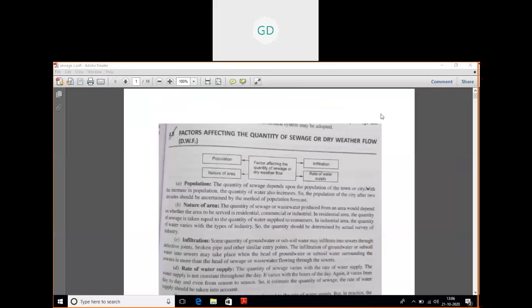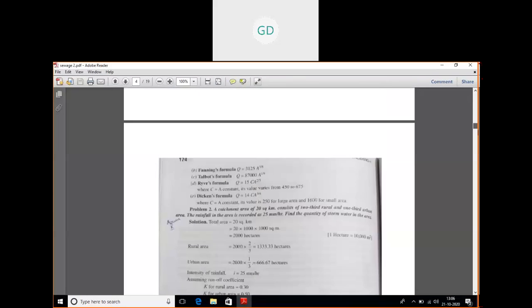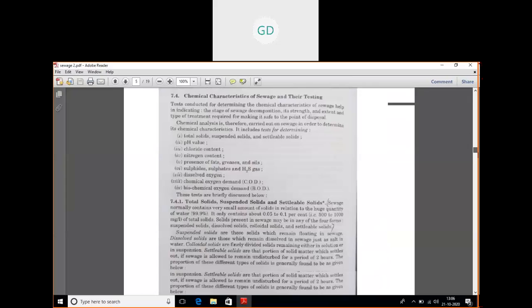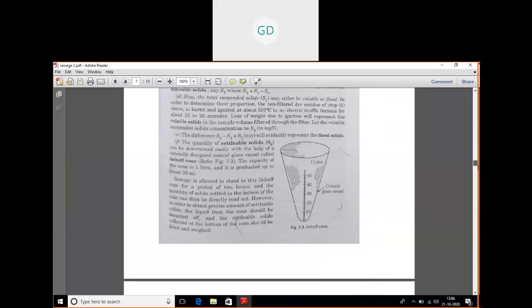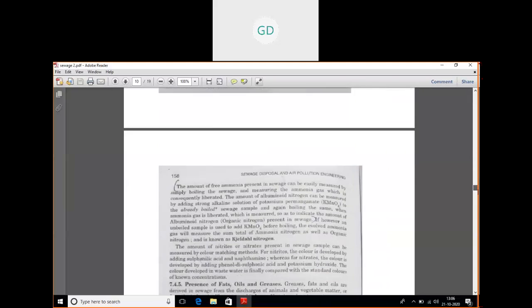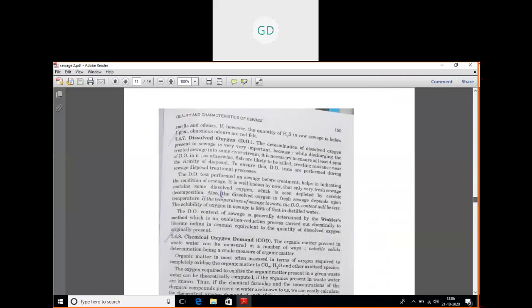Okay. So last class we were discussing the chemical characteristics, and if I am not wrong, we have completed up to dissolved oxygen. As far as I remember, we have done up to the dissolved oxygen part. So next is your chemical oxygen demand and biological oxygen demand.